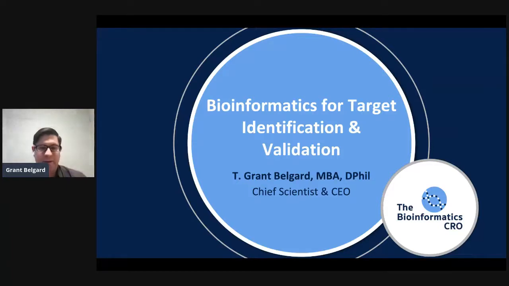This isn't intended to be comprehensive, and there are entire areas of the drug discovery and development process we won't touch. In particular, structural biology and modeling can play a role in target identification, and even more so later in the drug development process. Our focus at the Bioinformatics CRO is omics, hence this talk will be very omics centric.